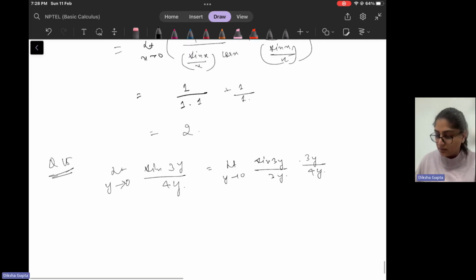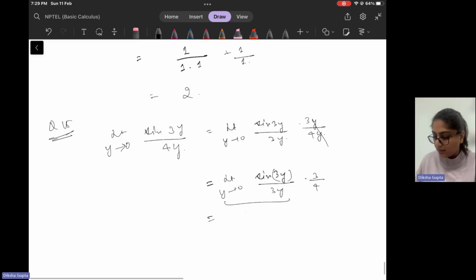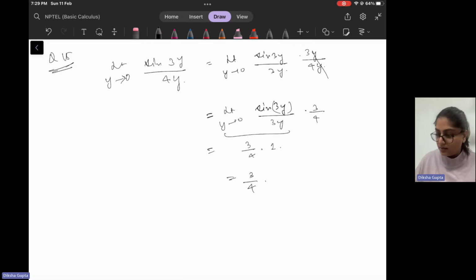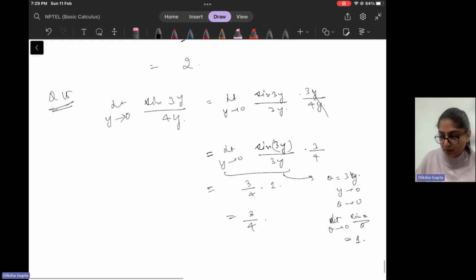Right? So this is limit y tending to 0, and this gets cancelled. This is 1, and this scalar can be taken out: 3 by 4 into 1. Because here you can put theta equals 3y; y tending to 0, theta tending to 0. This limit becomes limit theta tending to 0 sin theta upon theta, which is 1. Okay, this is question number 15.